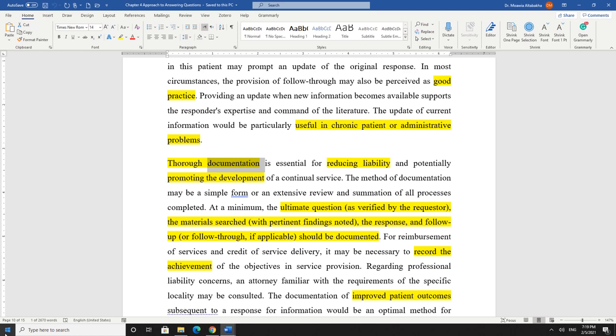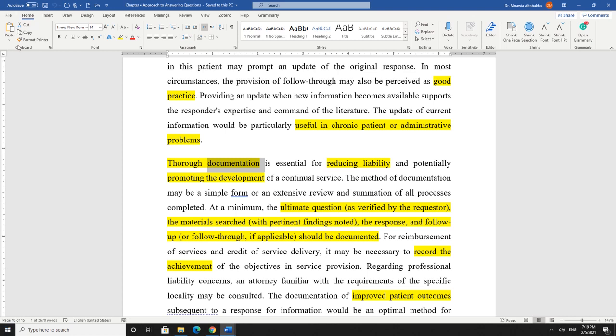The minimum, the simplest one, is it should contain the ultimate question, the material being searched, what is the response, and the follow-up or follow-through. At least these should be documented. But otherwise, the documentation is even more. You have to put the initial questions, the demographics, the ultimate questions, the background, the resources you searched, etc. Why is documentation necessary?